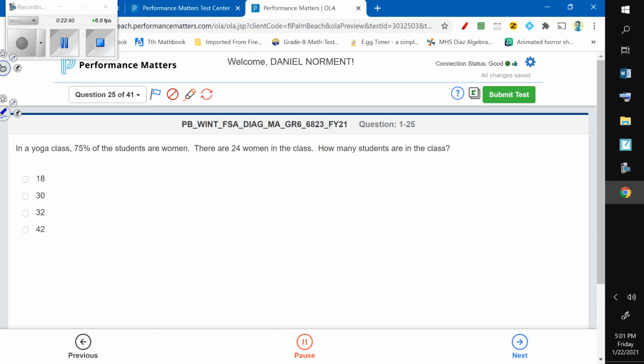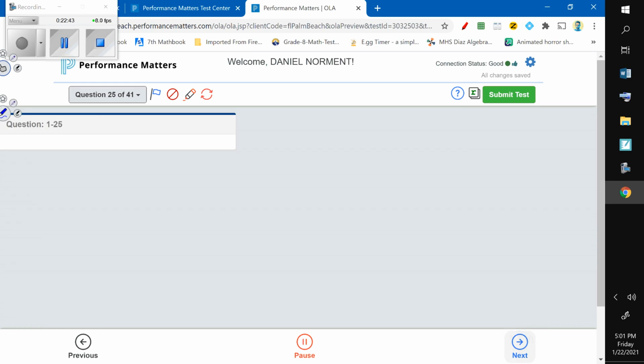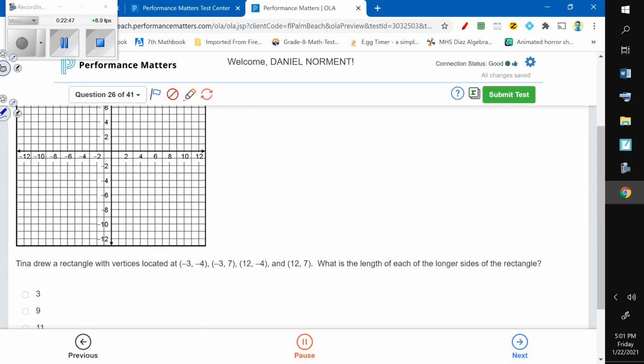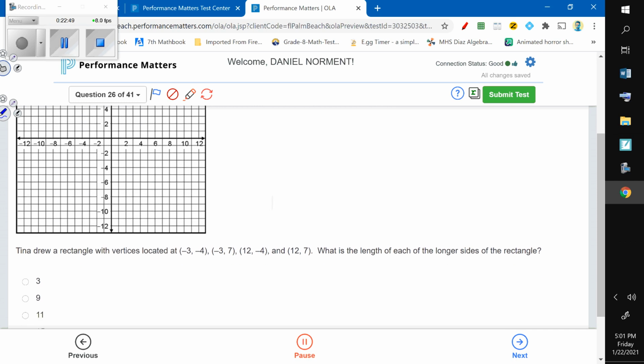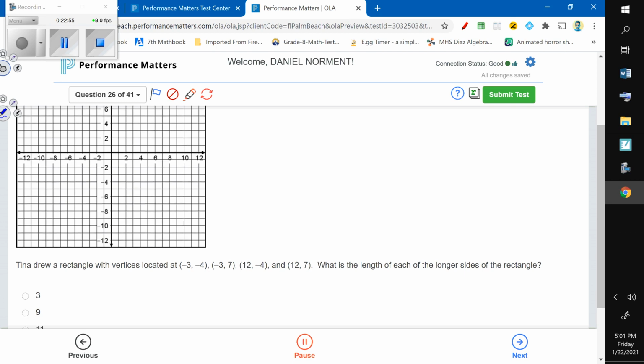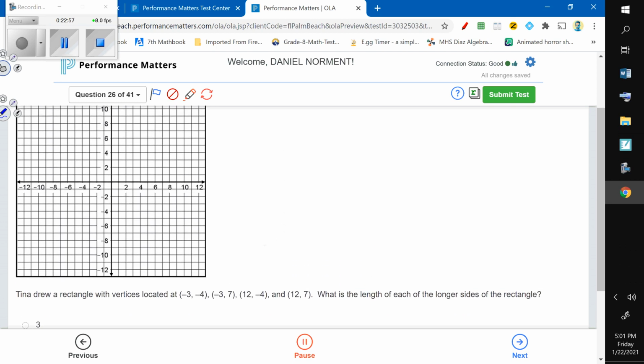That was 23. What about 25? I'm skipping 25. Go straight to 26. Okay, pretty basic. Okay, so you have rectangles of those 4 points. What is the length of each of the longer sides of the rectangle? Well, that's weird. It should just be what's the length of the longer side of the rectangle.